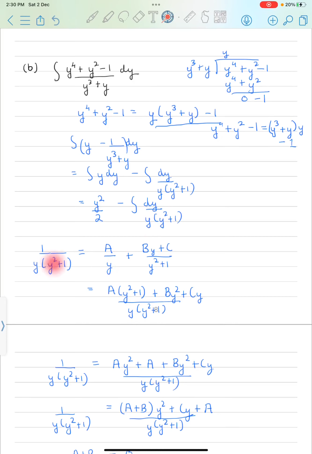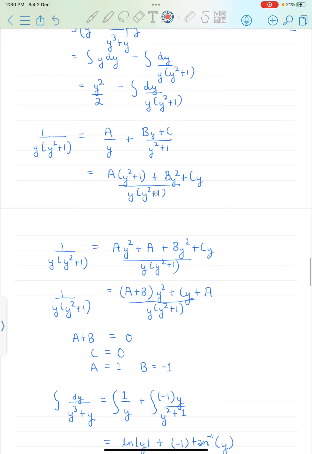So now what will we do? Just like I told you before, for the linear factor you take A over y, and then for the quadratic factor you take by plus c. Now if you equate it, you will get y into y square plus 1, then a into y square plus 1, plus by plus c multiplied by y. So this will be this one. Then what should you do now? You should collect the coefficients of y square, y, and the constant term.